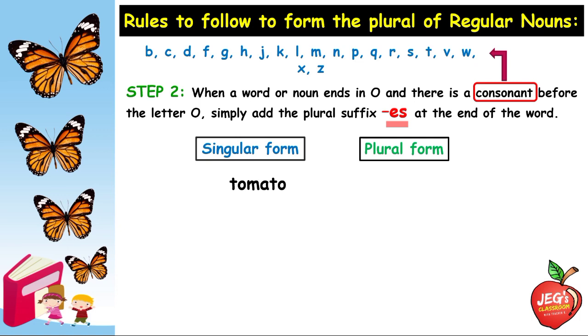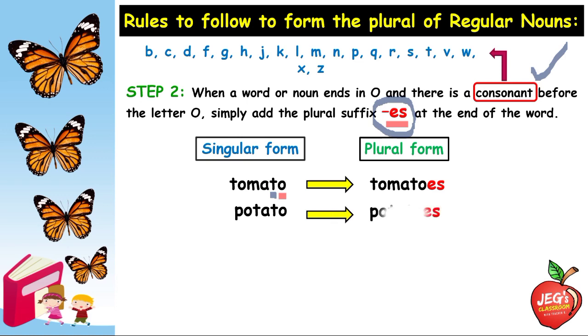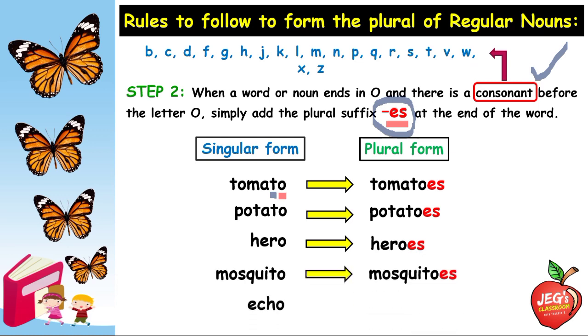The first word is tomato. As you can see, the word tomato ends in letter o. And before the letter o, there is a letter t, which is a consonant letter. Now, to make this word plural, all you have to do is to add es at the end of the word. Therefore, the word tomato becomes tomatoes. The word potato becomes potatoes. Hero, heroes. Mosquito, mosquitoes. And echo, echoes.